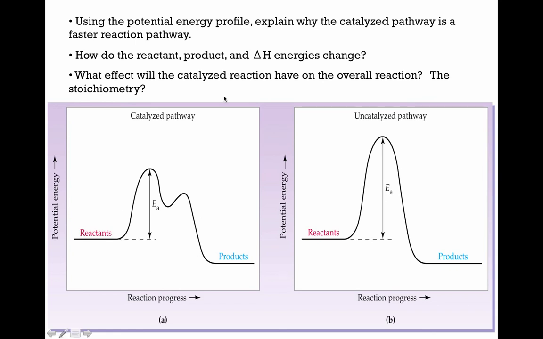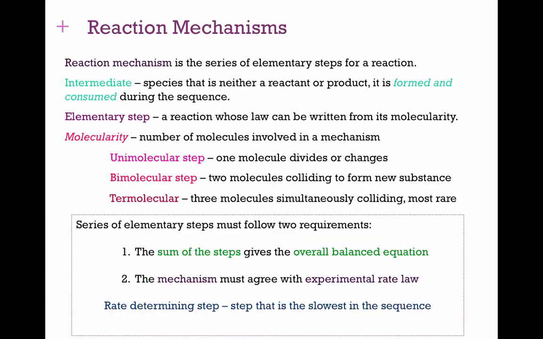So the answer to that should be that the catalyzed pathway is going to have a faster reaction rate because the activation energy is lower. It doesn't take as much time to kind of go over the hump. The reactant, product, and delta H energy should remain the same. And the catalyzed reaction will have no effect on the stoichiometry. The only thing the catalyst has effect on is the rate of the reaction.